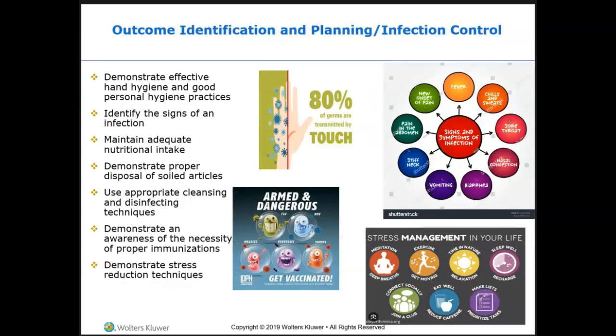Outcome identification and planning: infection control. Listed here are some planning interventions that we as the nurse can implement to keep our patients safe from infections. Good hygiene practices are a very, very high priority. We have teams in the hospital that elevate our hand hygiene practices. They also go around and literally evaluate us, and many times they do this without even letting us know, right? They recruit other people to come in and just watch individuals and evaluate whether or not people are washing in and out of the rooms, right?